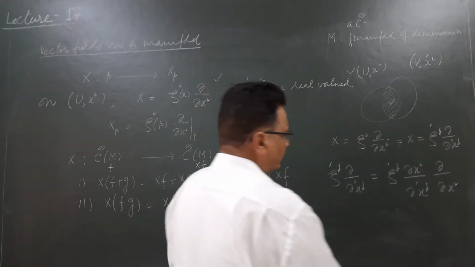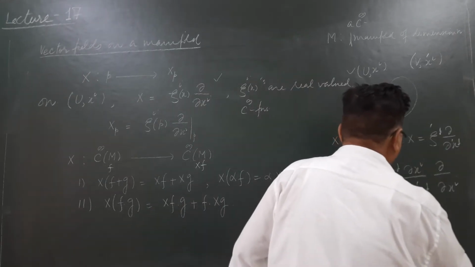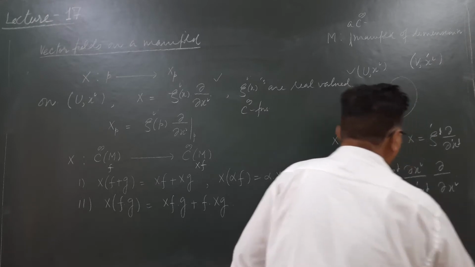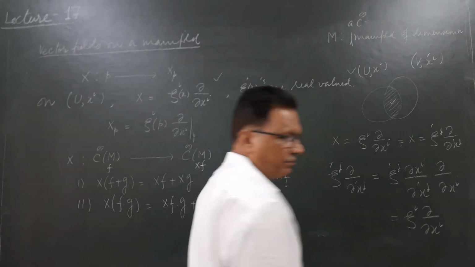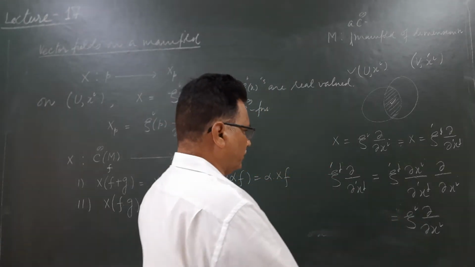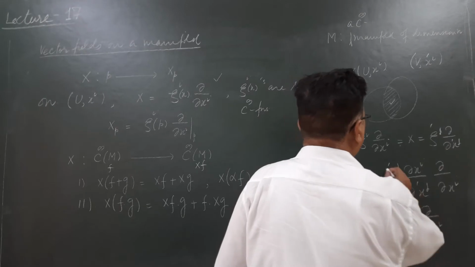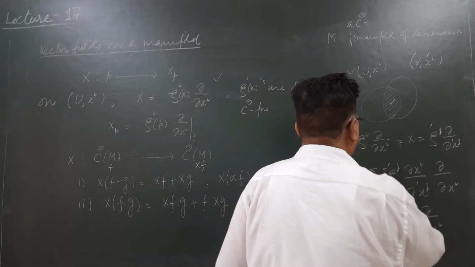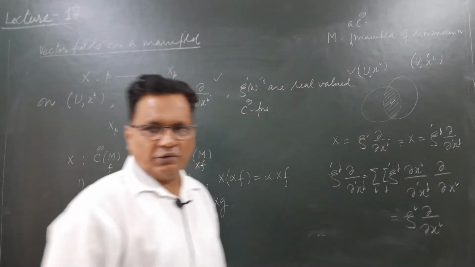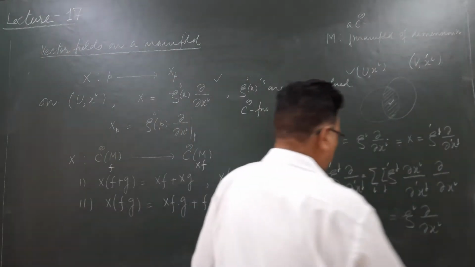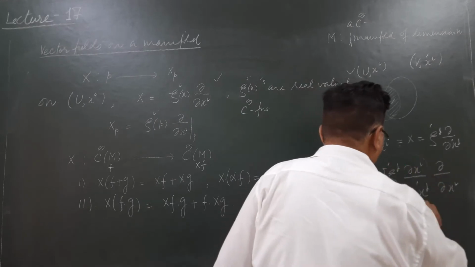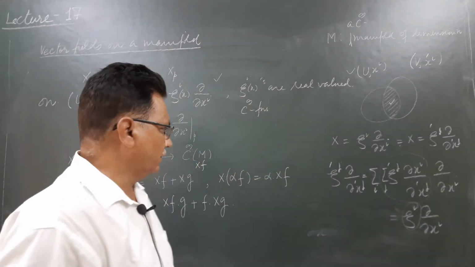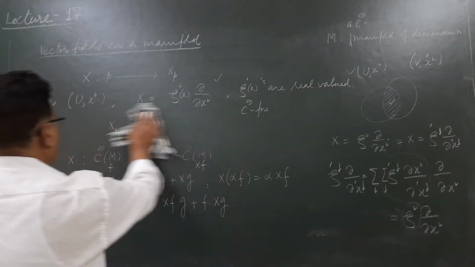Now the right side is also equal to xi i into del upon del x i, because this and this are the same. Okay. So now you compare, there is a summation over j as well as a summation over i. So i and j both are dummy indices. So these components will be equal to this. Okay. So let me write down over here.